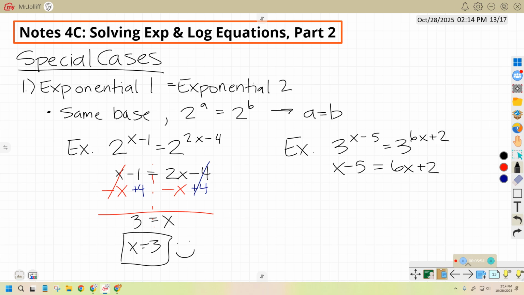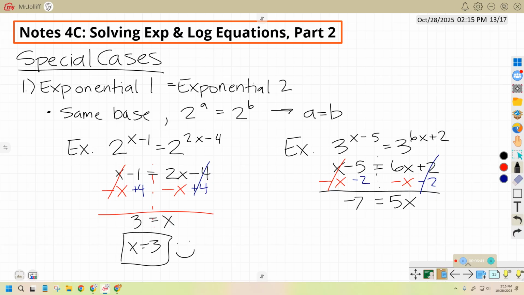Same process. X's to one side, numbers to the other. I want to move my x's to the right, to the side with the bigger coefficient. So I'm going to subtract x from both sides. I want to move the numbers to the left. What should I do? Minus 2. Very good. Minus 2. So on this side, those cancel. This side, those cancel. I get minus 7 equals 5x. I think I did that correctly. I see nodding. Good. Last step.